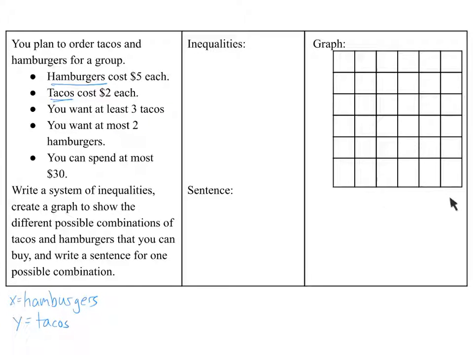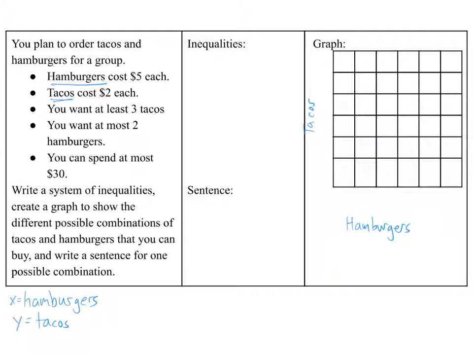Okay, so when we graph this later on, X is hamburgers. So the x-axis is going to be your hamburgers, and the y-axis, which is right here, is going to be tacos. So when we get around to that, we have hamburgers by tacos. Let's see how that all pans out and makes some sense.